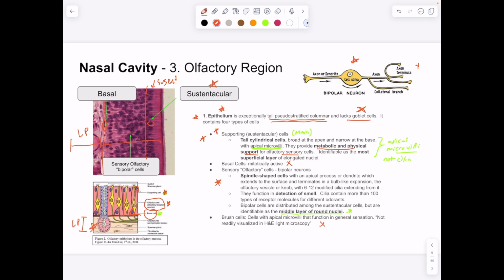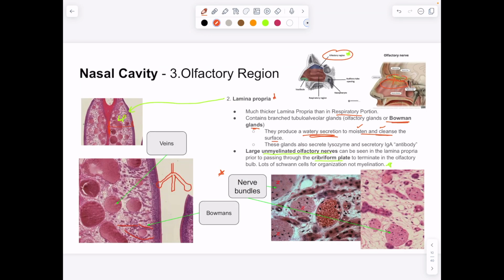So here's the lamina propria. You have the bottom of the Bowman's gland, and it's going to excrete onto the surface. It's going to be a watery secretion to moisten and cleanse the surface. They also excrete lysozyme and secretory IgAs, aka antibodies, to help kill any pathogens, as an immune defense. We have those olfactory nerves present in this region. So first, here we can see Bowman's, all of these little tubules down here.